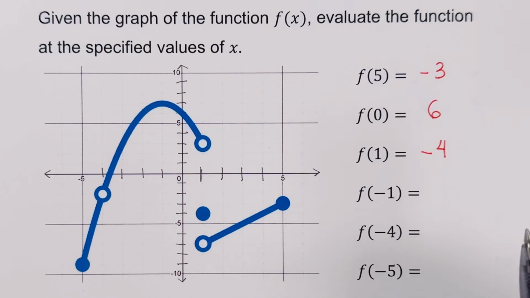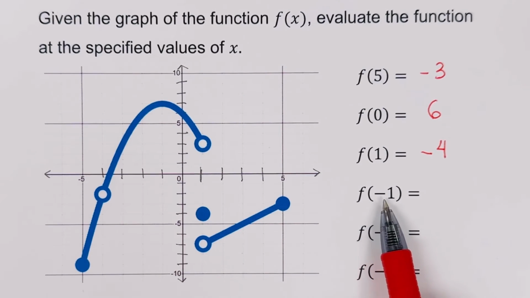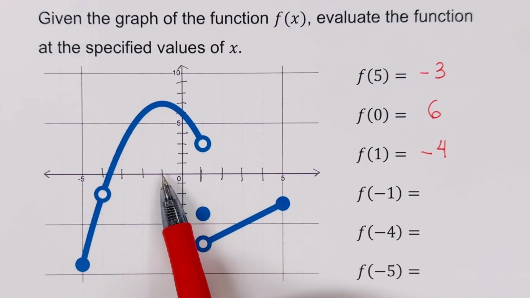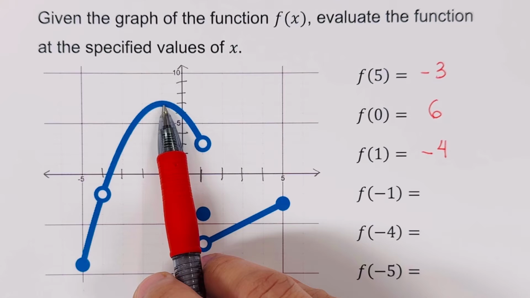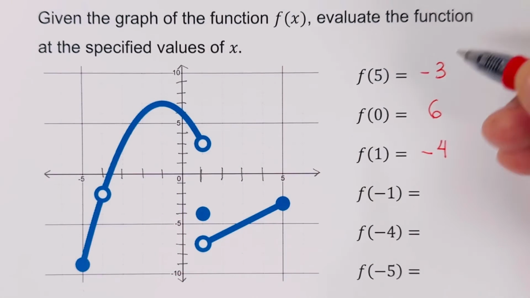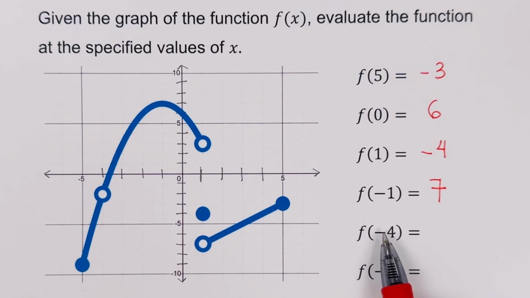Now let's move on to the next problem. It says f of -1. So it means that if our x is -1, what is our y? So we go to -1 and trace it up on the graph. And what value of y does it have? And that is 7.